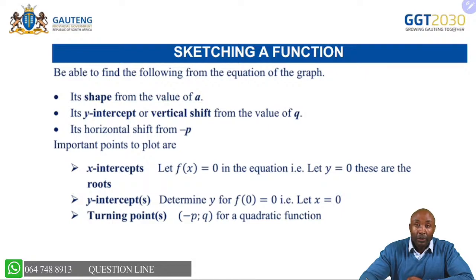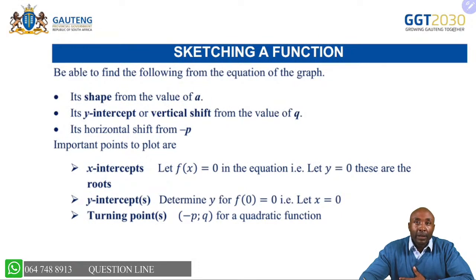Now, we should be able to determine the shape from our value of a in our function. Remember, we are dealing with the 4 basic functions. f of x is equal to ax plus q. We also have f of x as a bracket x plus p squared plus q. And we also have f of x is given by a over x plus p plus q, which is our hyperbola.